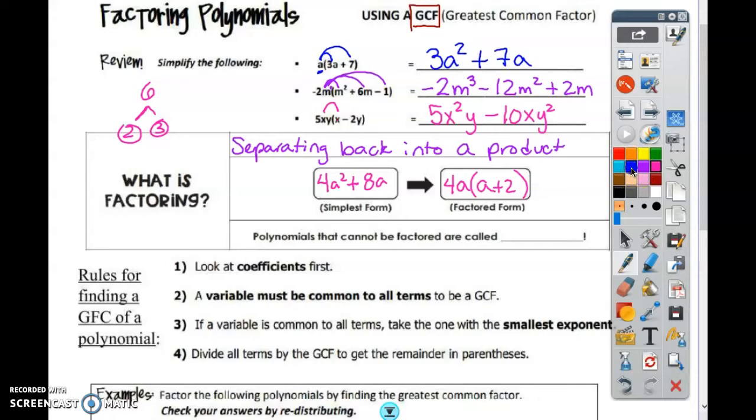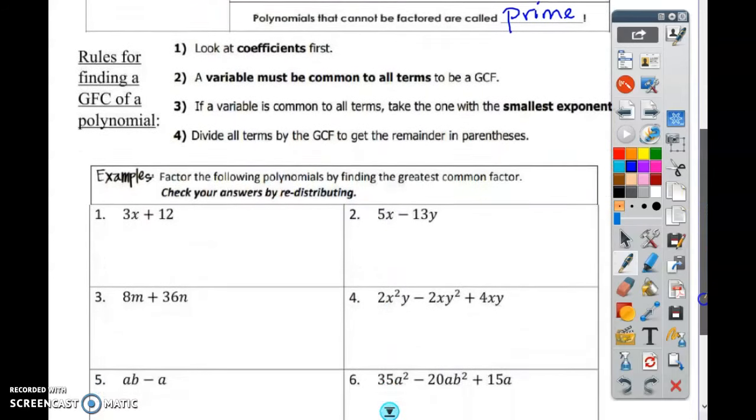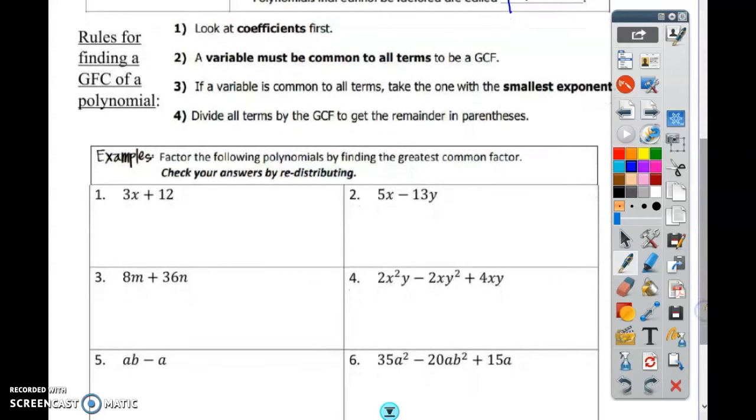But if the polynomial cannot be factored, that's called prime. So if you see that they don't have anything in common, you cannot take anything out, then we're just going to put that it's prime. And there's one problem on here that is prime, so I'm going to show you what that looks like. Okay? So here are some rules for finding greatest common factor. We're going to be looking at the coefficient first. So the numbers in the front, like 3 and 12, what do they have in common? 8 and 36. Those are coefficients. We're going to look at that first. And then we're going to be looking at the variables. So the letters, do they have a letter in common that I can take out?